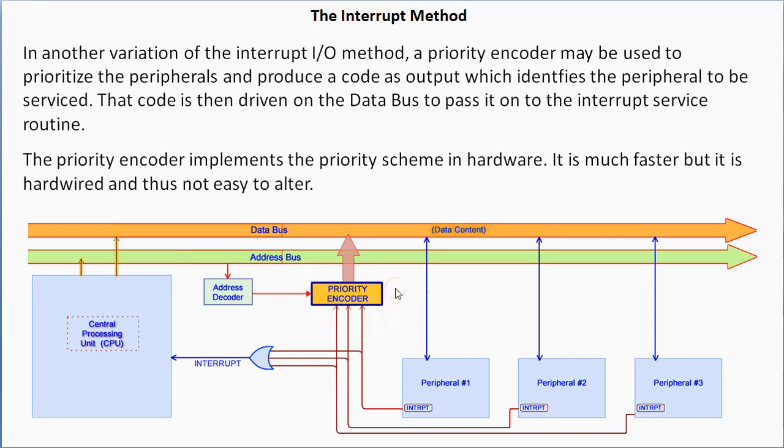alter. It is easy to alter the priority scheme if it is programmed and the interrupt service routine is the one that is running that program to determine what the priority is. By changing the program, you can change the prioritization scheme. In hardware, when you do it in hardware, the priority encoder, it is much faster, but it is not flexible. It cannot be changed. You would have to go and change this piece of hardware.